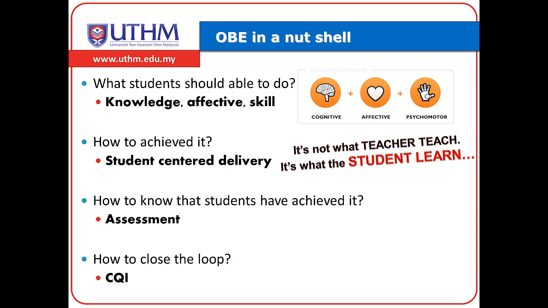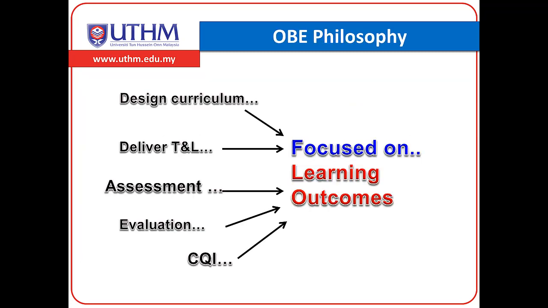It is based on student-centered delivery. Take note that students' involvement is highly needed. So how do you know you have achieved the outcomes? Basically, it's through assessment. And of course we improve after each cycle, so we have the CQI, continuous quality improvement. Everything is focused on the learning outcomes.